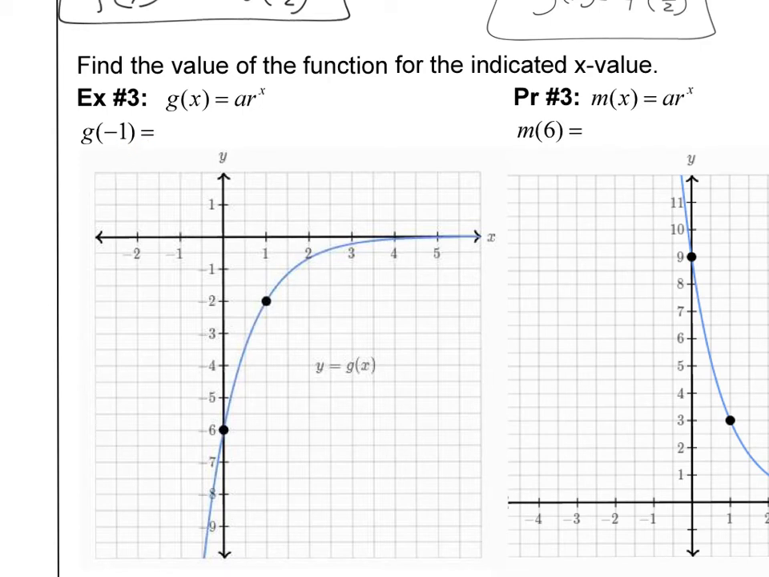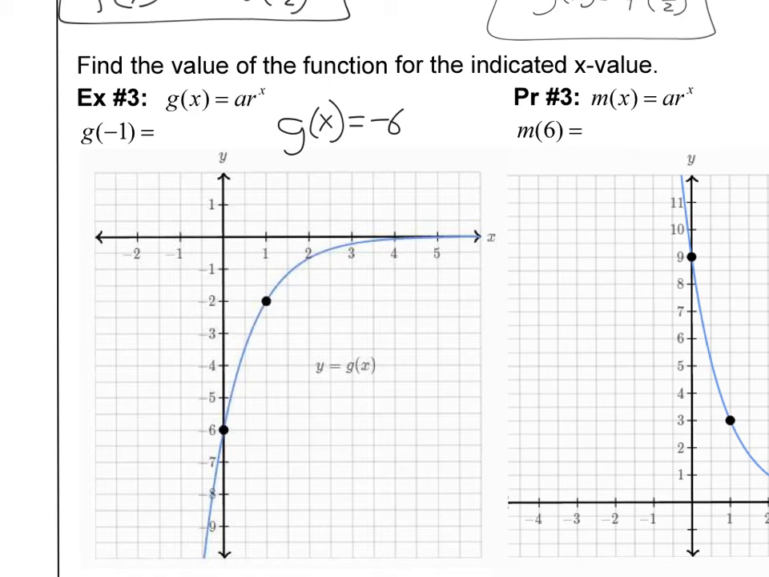Well, in order to do this, I can't just look at the graph because my graph doesn't show -1. But I can use the graph to create a function like we did before and then evaluate it at that point. Alright? So let's do that. And I actually can see my initial value right here. When x is 0, my initial value is negative 6. So I already know that g of x equals negative 6.